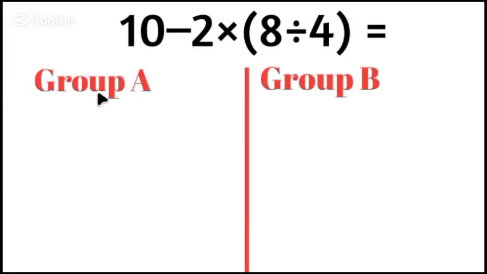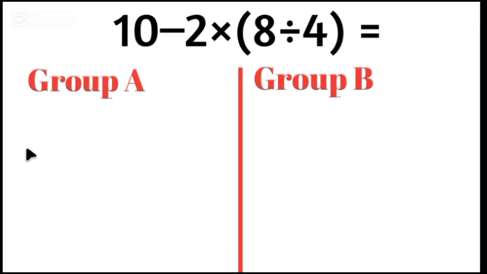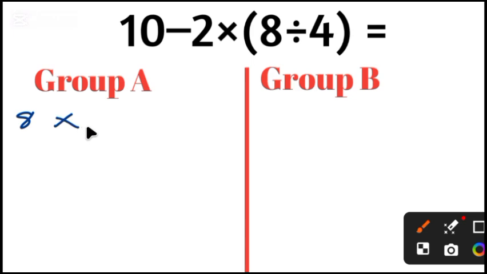Hey, which of these groups get the correct answer to this equation? Group A, 10 minus 2 will give us 8 times 8 divided by 4 will give us 2. 2 times 8 equal to 16.